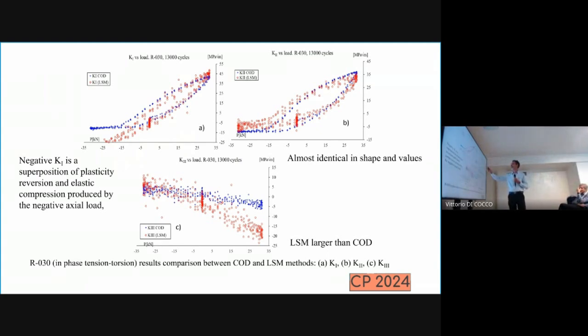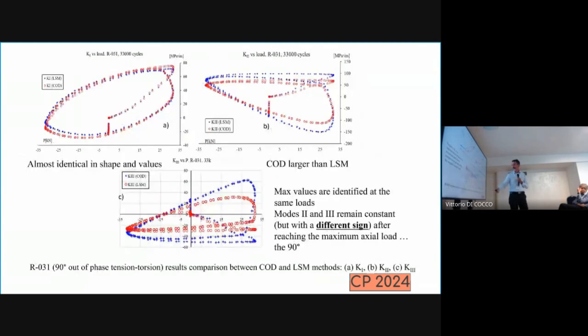For mode 2, we also have an agreement in shape and values, pretty much. For mode 3, in this case, the over-deterministic method shows slightly larger values than the COD. This is more interesting because it starts showing examples with non-proportional loading. This is 90 degrees out of phase tension-torsion.